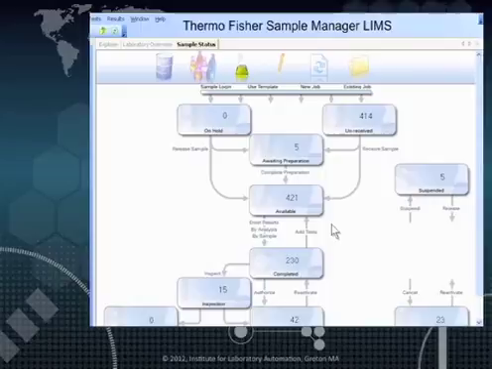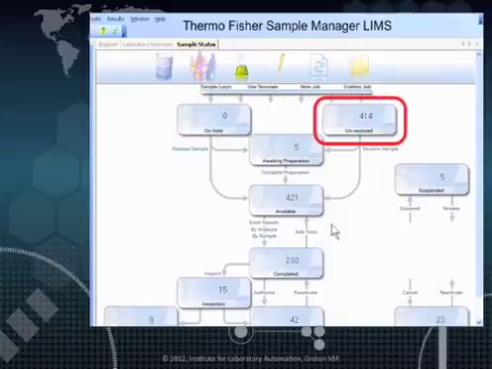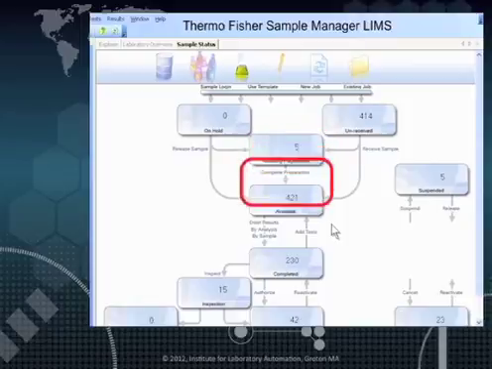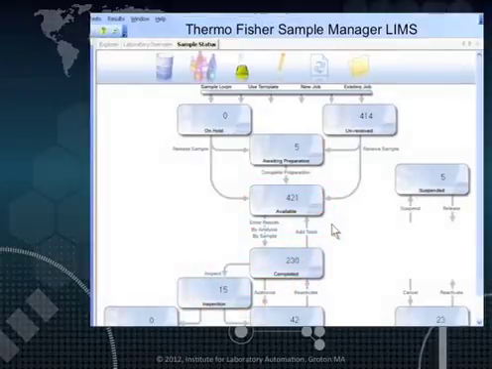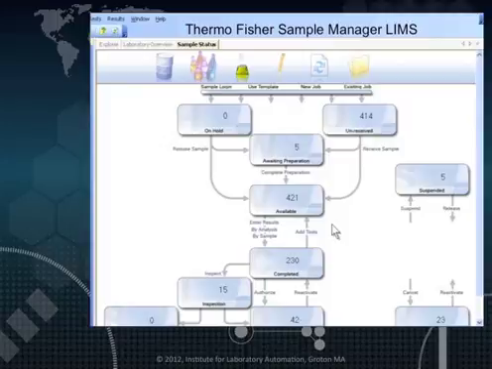This product has a graphical layout that helps you understand how the system can be used and understand the information it contains. For example, it shows the sample status for all samples in the laboratory. As you can see, there are none that are on hold, 414 samples that have arrived, 5 that are awaiting preparation, 421 that are available for testing, 230 that have been completed, and 15 that are waiting for inspection. This kind of detail greatly assists lab managers in understanding the lab's current workload and planning each day's work.